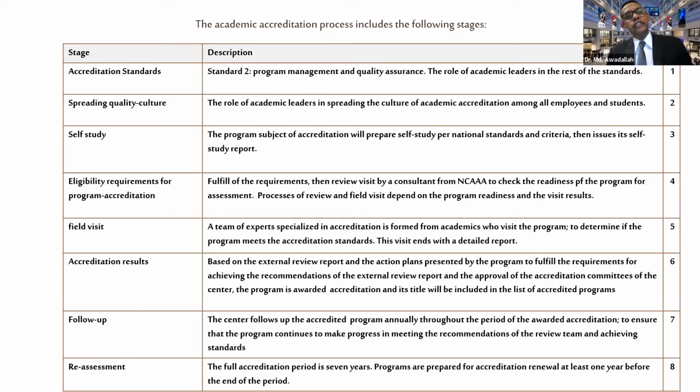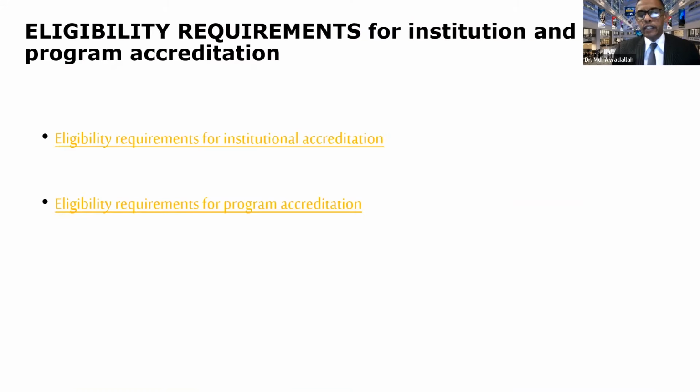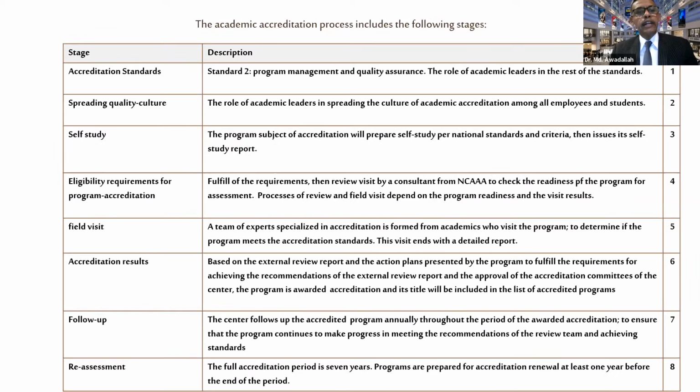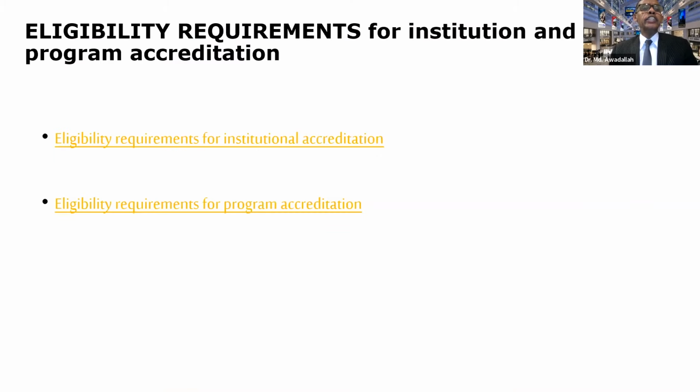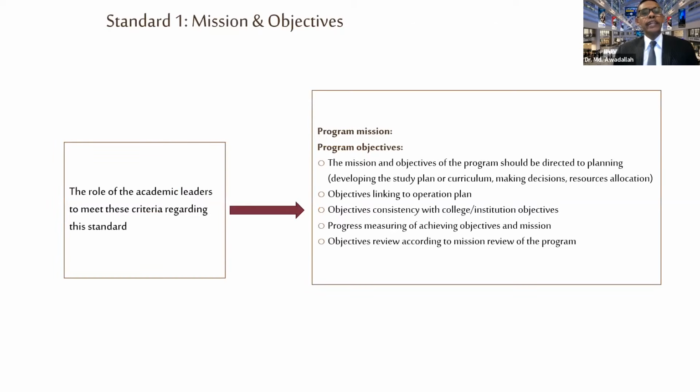So all these processes are also challenges facing the academic program leaders. In addition to that, there are eligibility requirements he has to prepare for accreditation. There are eligibility requirements for the institution, and there are eligibility requirements for program accreditation.